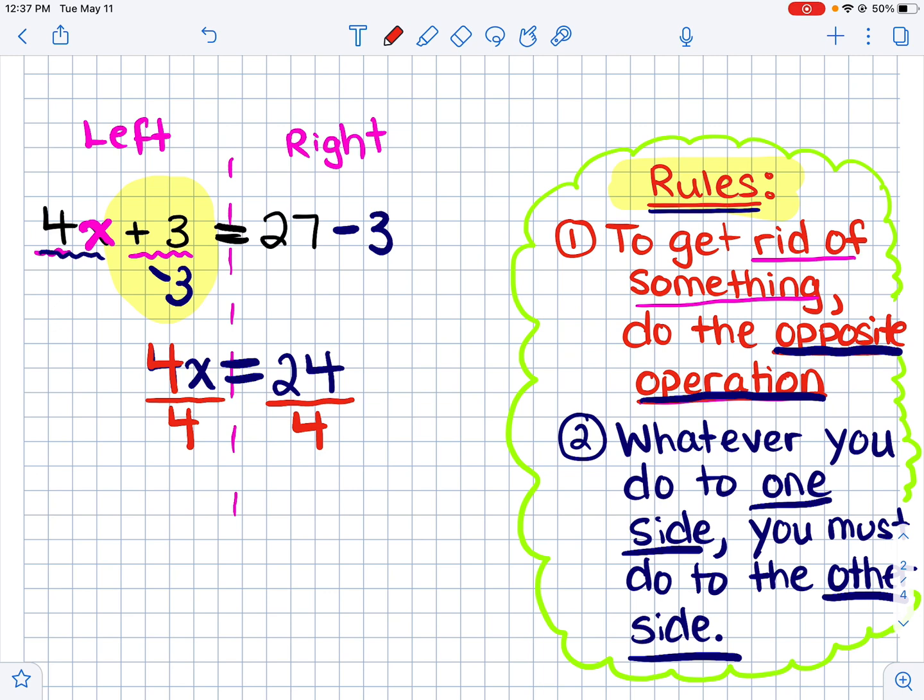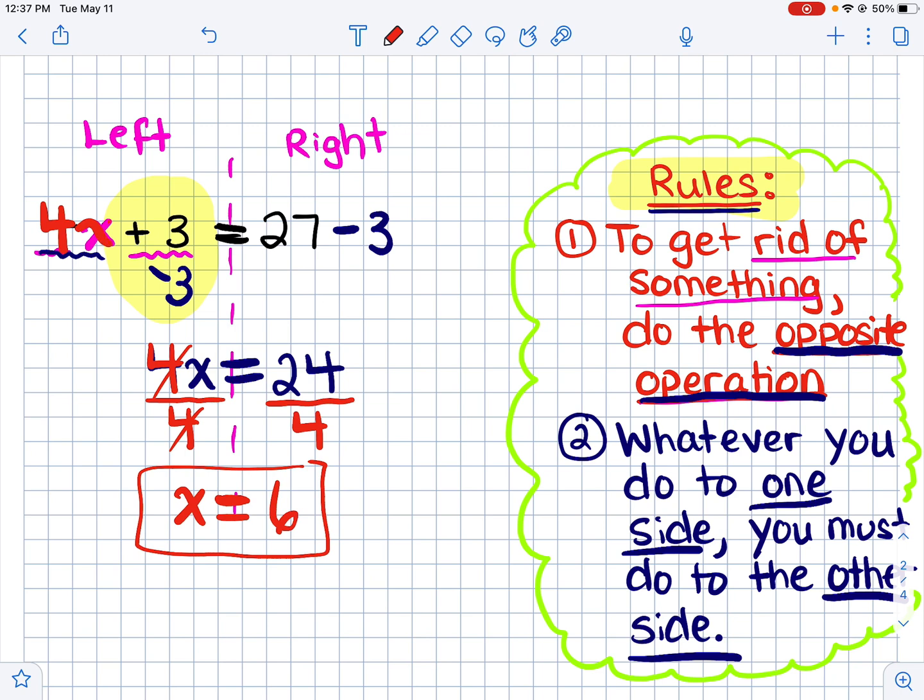So what happens to 4 divided by 4? Well, it just equals 1x. And then 24 divided by 4 equals 6. So I just found out that x equals 6. And I could see if that's right.